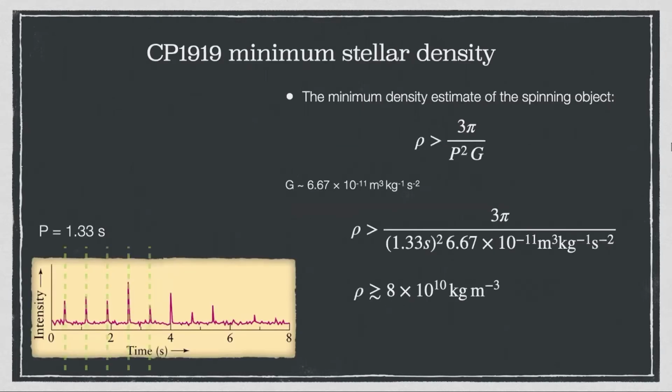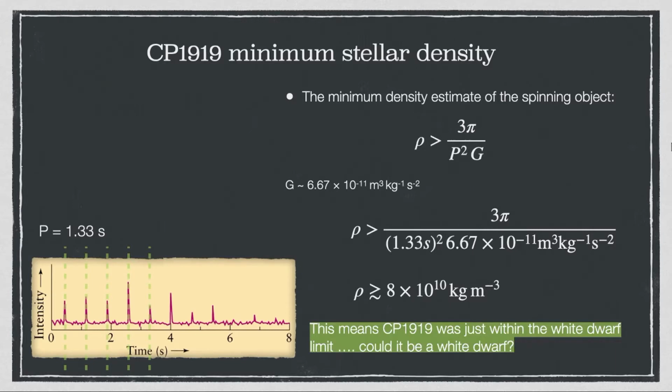For the pulsations that they were seeing, this comes out to be 8 times 10 to the 10 kilograms per cubic meter. Okay, so that's actually quite dense already. But it wasn't shocking because this was kind of at the limit where we expected the densities of white dwarfs to lie. So maybe this source could have been some white dwarf type star. White dwarfs were already known at the time, and for whatever reason we didn't understand yet, there were pulsations coming from the white dwarf.